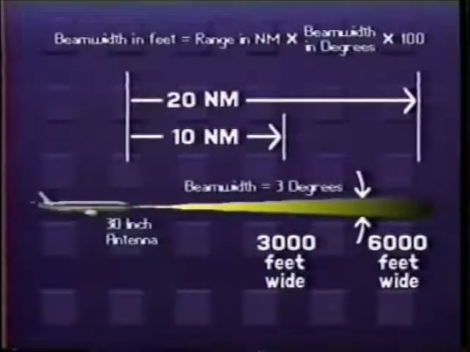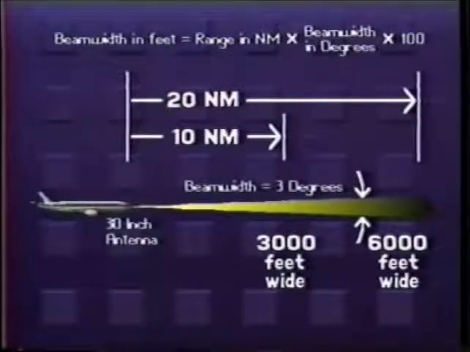Because the radar beam is just like a flashlight's beam, the radar beam's diameter enlarges as it travels outward into space away from the antenna. For those of you who are mathematically inclined, the beam width diameter can be calculated at a given range using the following equation. Beam width in feet is equal to the range in nautical miles times the beam width in degrees times 100. As an example, if the range is 10 nautical miles and the beam width is 3 degrees, the beam is 3,000 feet wide. At 20 miles, it's 6,000 feet wide.